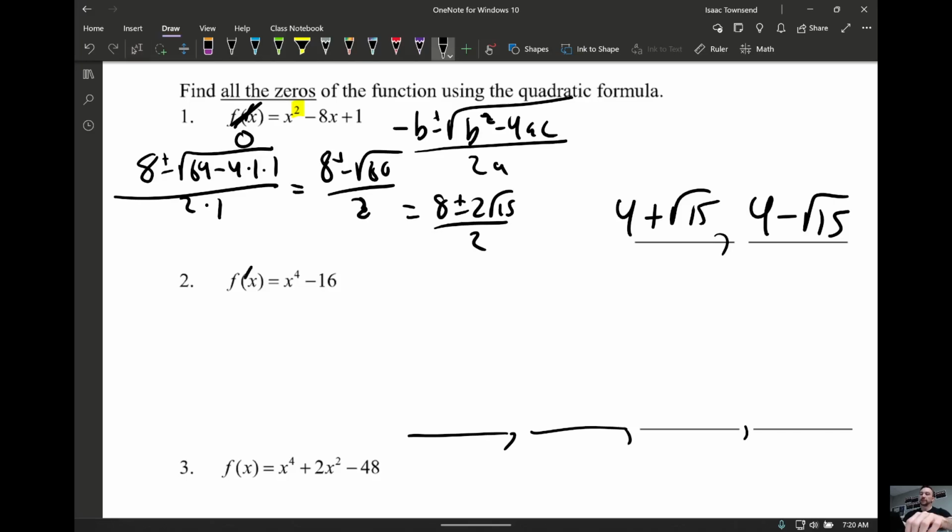Now, how we're going to solve these kind of depends. It depends on if it factors, it depends on if we give you a calculator, and it depends on if we give you a hint to start off with. So the couple that we have on this side, we're going to say no calculator and no hint, which means that it would need to factor. So this is the difference of 2 squares.